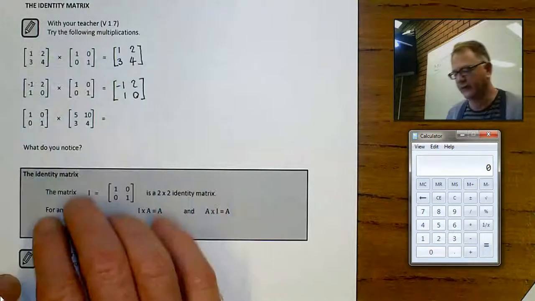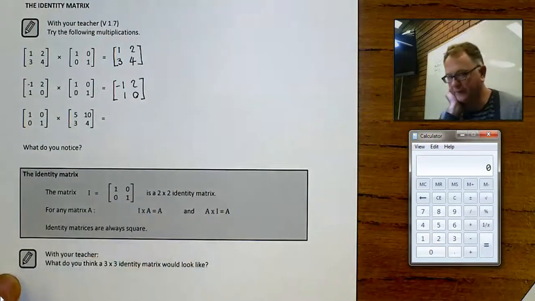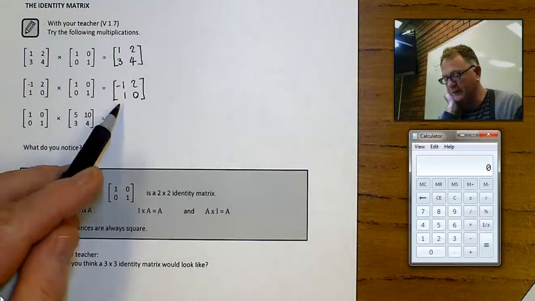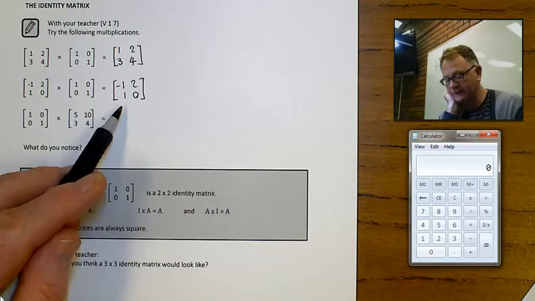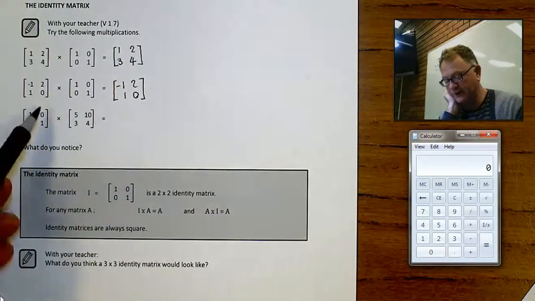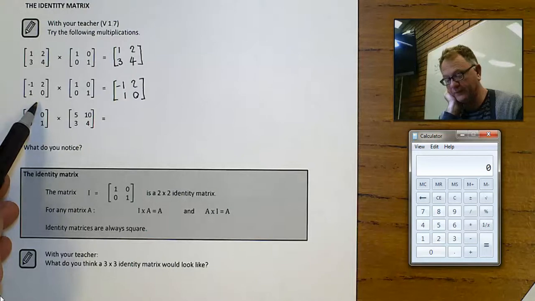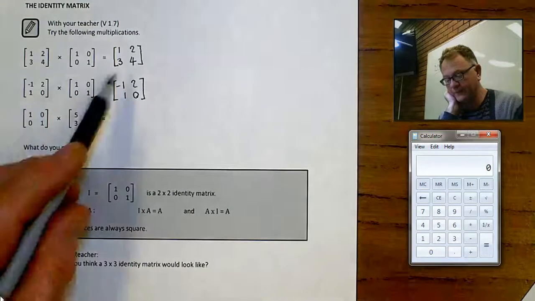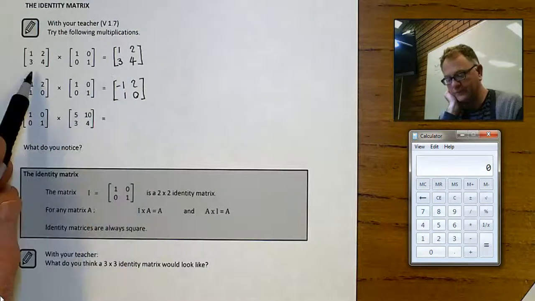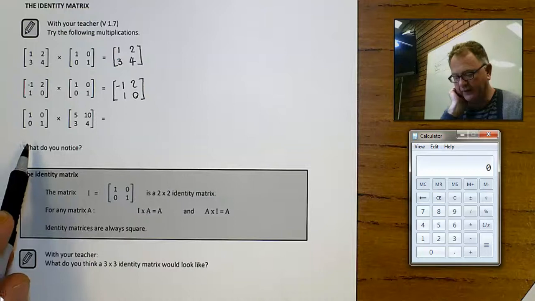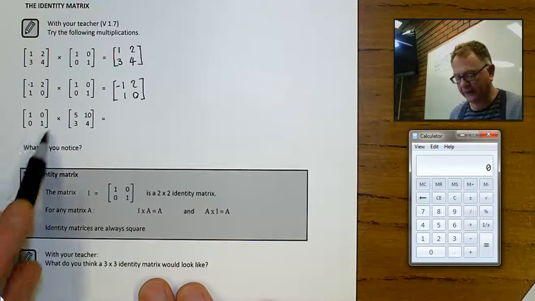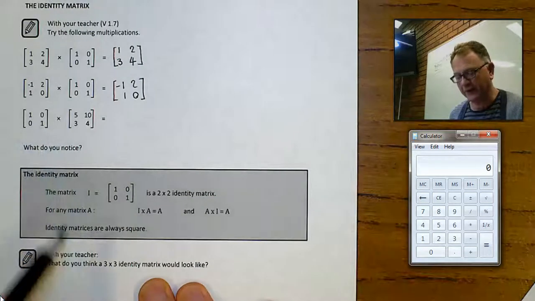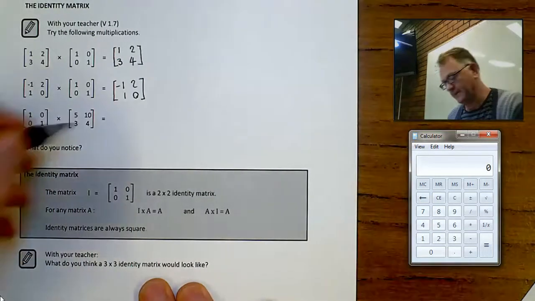I wonder if you've noticed this in these two examples. The matrix we get for our answer is the matrix we started off with. I wonder if it works in this case where we've got the 1, 0, 0, 1 matrix first. Let's try.